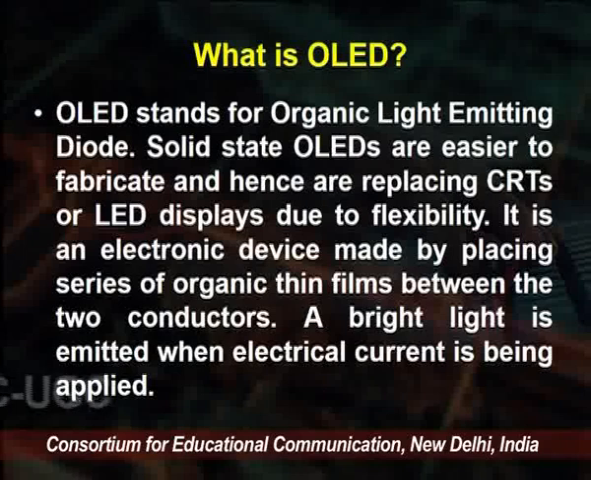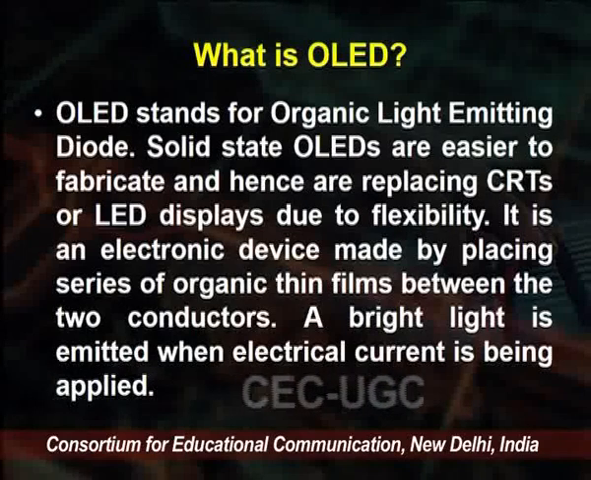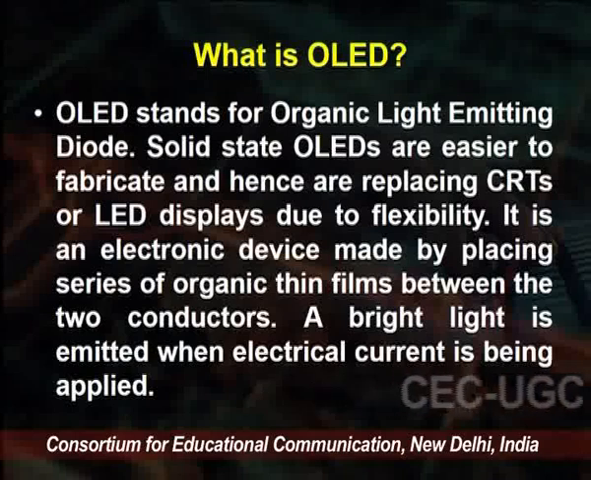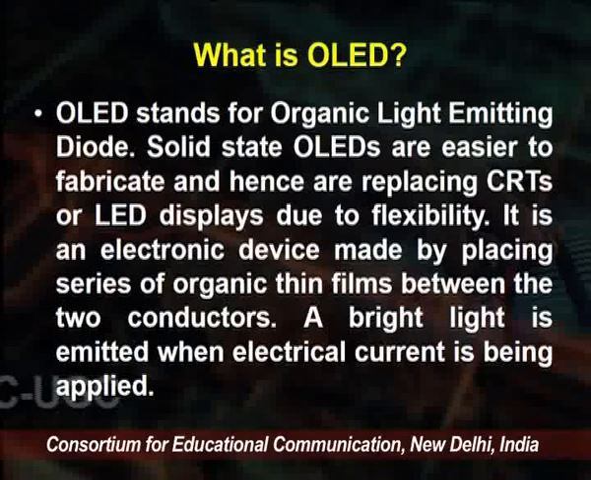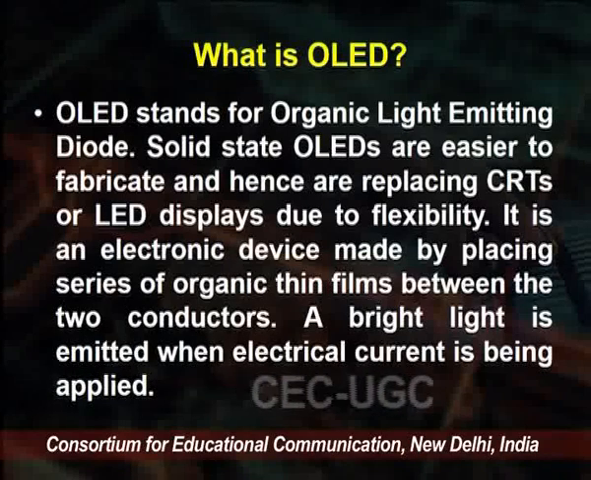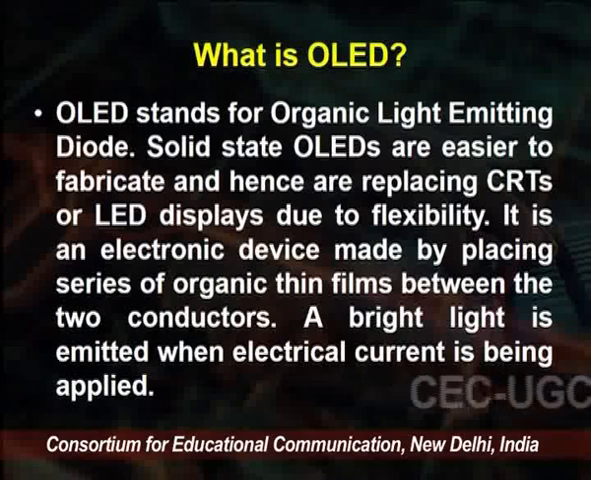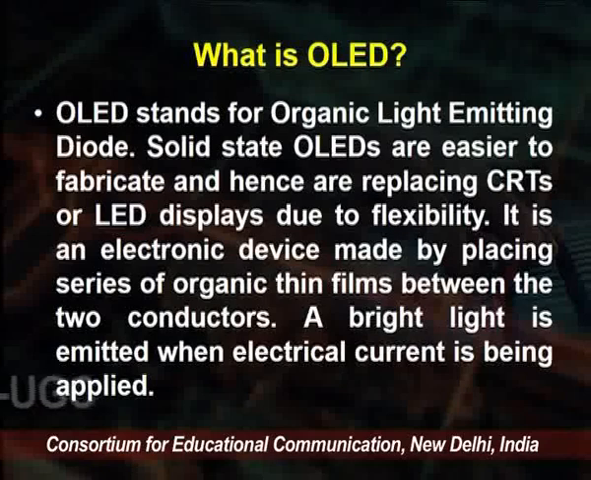How do we prepare this electronic device? By placing a series of organic thin films. So we take the organic material and prepare a thin film of this material, and then we connect it in series and put it between the two conductors, and then when the current passes through it, we get the output in the form of light. So a bright light is emitted when the electric current is applied to the conductors.